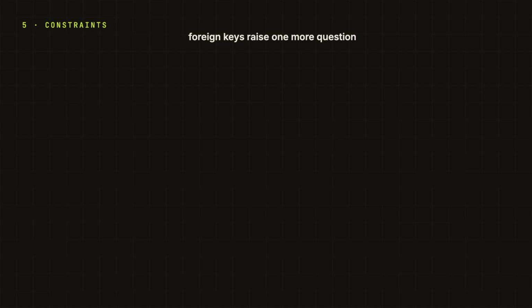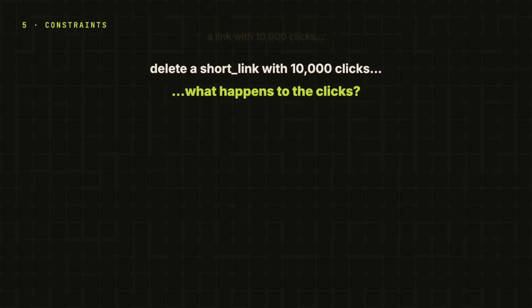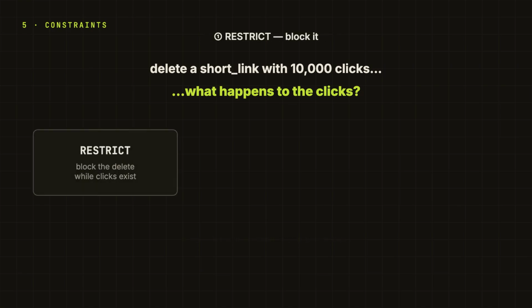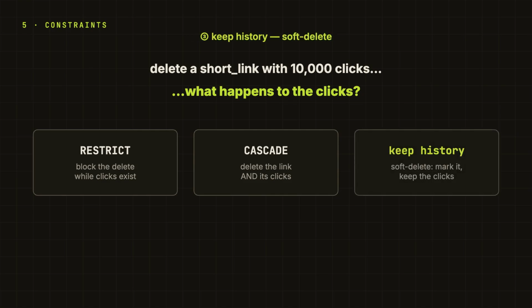Now, foreign keys create one more question. What happens when the parent row is deleted? Let's say a short link has 10,000 click events. If we delete the short link, what should happen to those clicks? There is no universally correct answer. One option is restrict: do not allow the delete while child rows exist. Another option is cascade: delete the link and automatically delete its click events as well. Another option is to keep analytics history and mark the link as deleted instead of physically removing it.